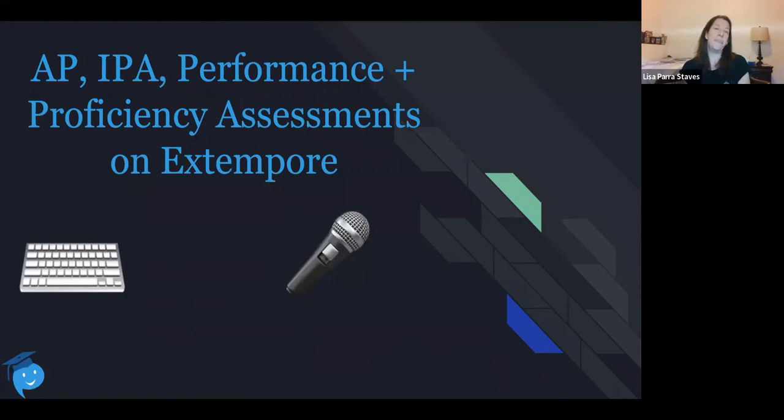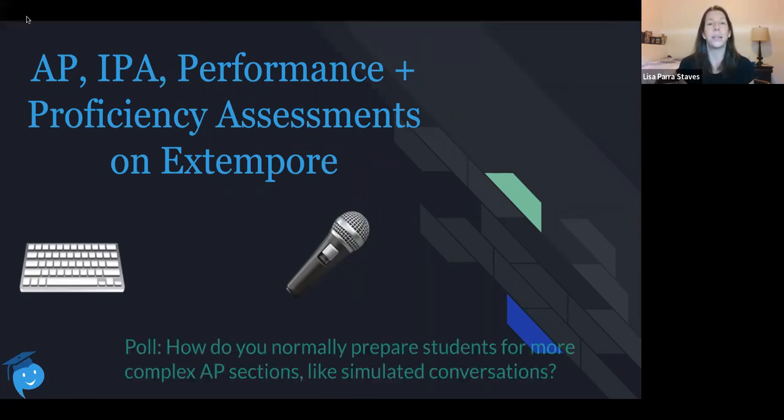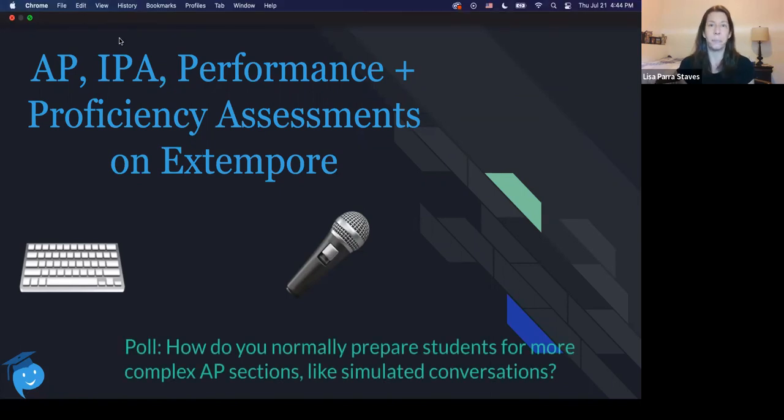There we go. And with that, I'm going to pass it over to Grant, who will give us some more really useful information about how Extempore fits right in.